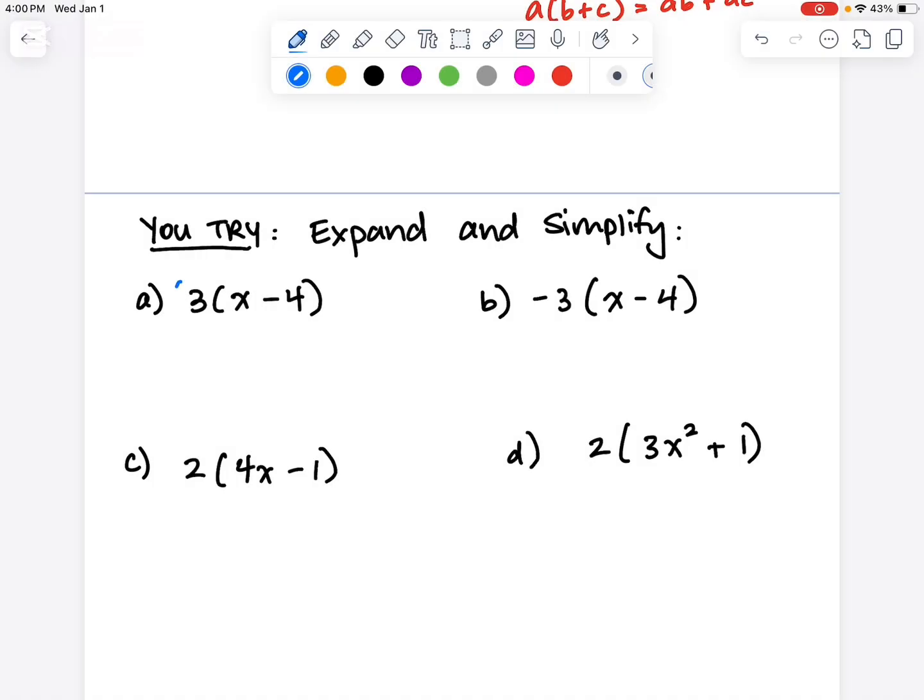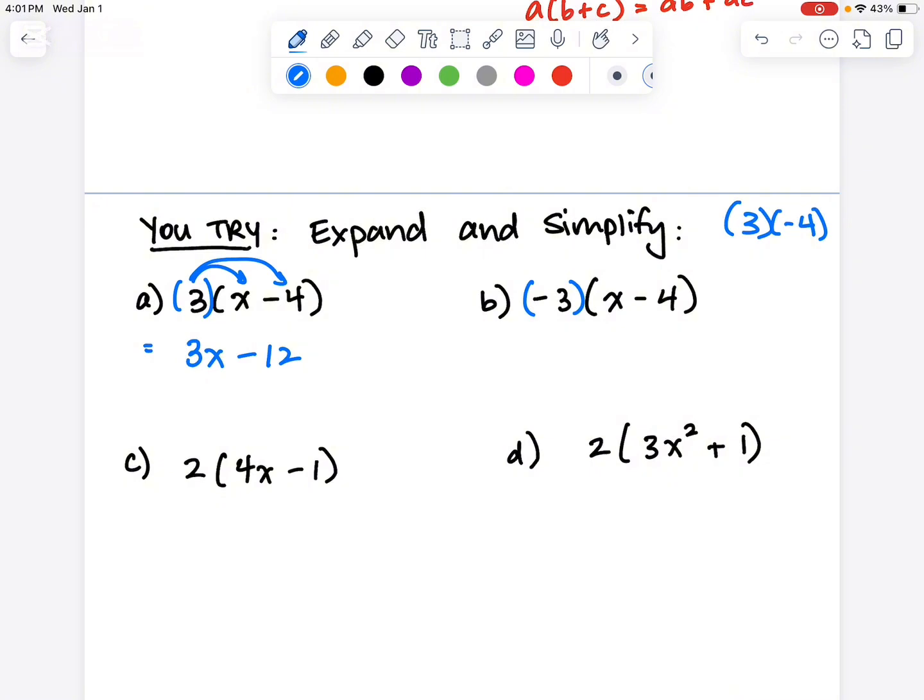Okay, so this is once again a distributive property question. I'm going to say 3 times x is just 3x. And then I'm going to do 3 times -4. Because those signs are different, my answer is a -12. So I have a subtract 12 written there. If that makes sense, pause it and move on to B.